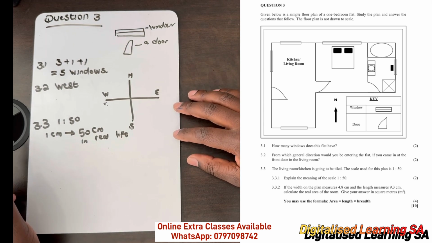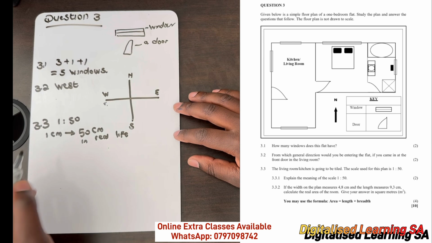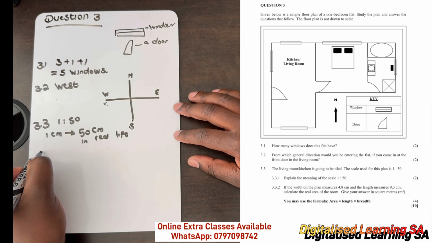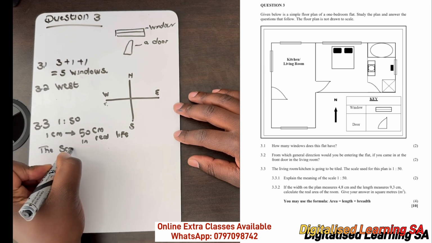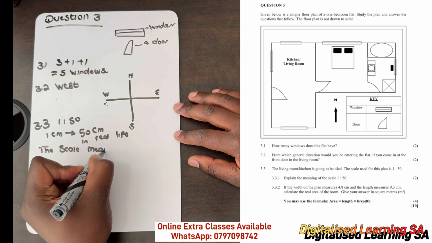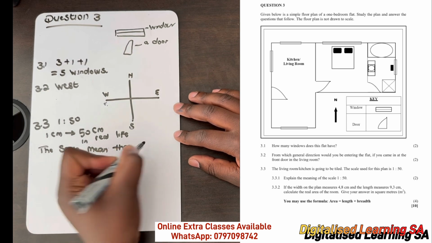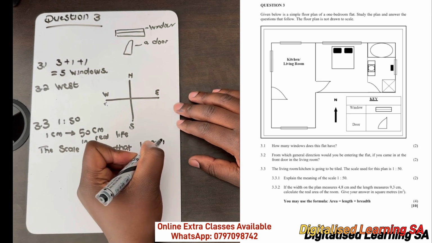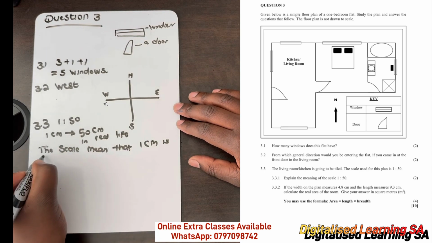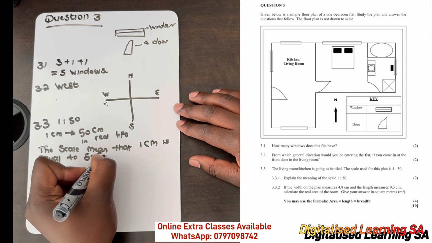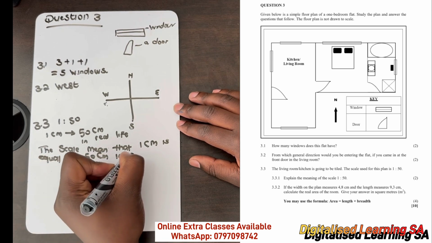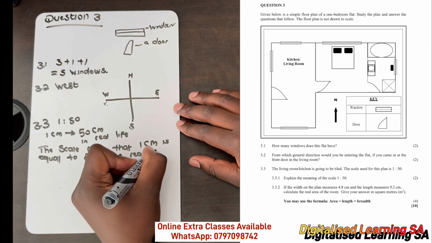Okay, so the question said, explain the meaning of the scale 1:50. That's what I just said. It means that the scale means that 1 centimeter is equal to 50 centimeters in reality, or real life.